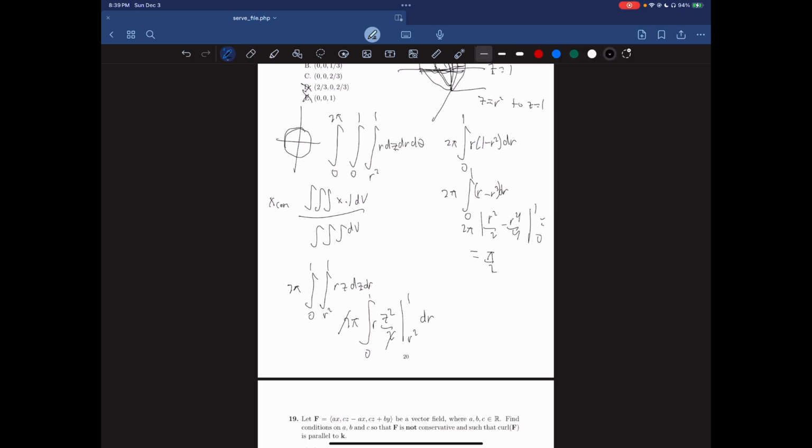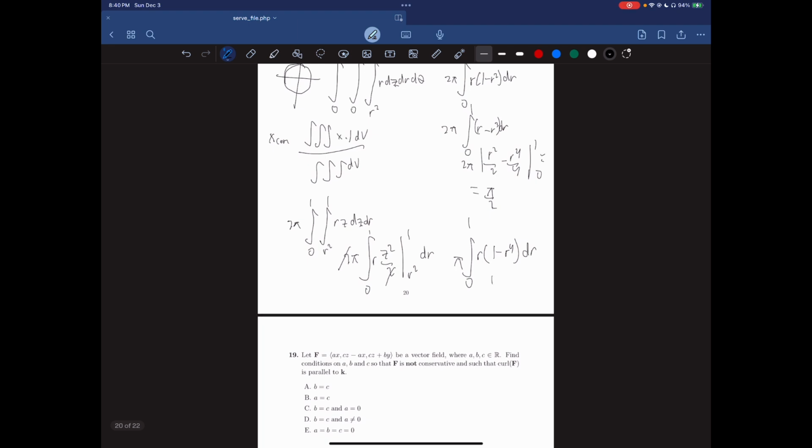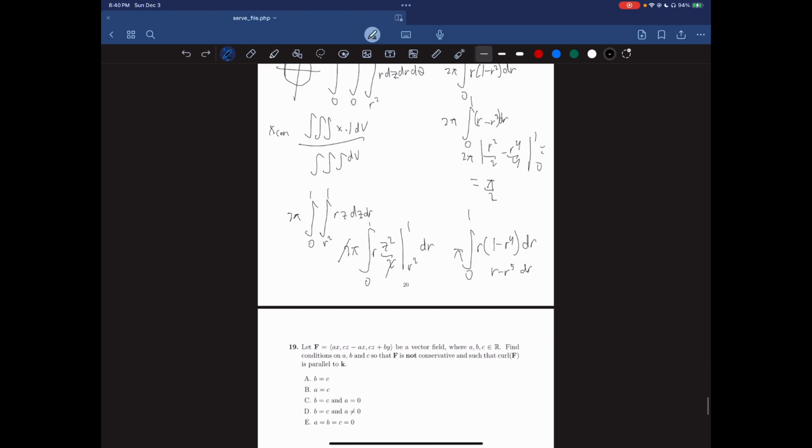We're going to have pi times the integral 0 to 1 of r times 1 minus r to the 4th dr. And that is just r minus r fifth dr. Same integral. I'm running out of space here, but let me move it up a little. Okay, that's ample now. So we get r squared over 2 minus r to the 6 over 6. So 1/2 minus 1/6 is 1/3, so we have pi over 3.